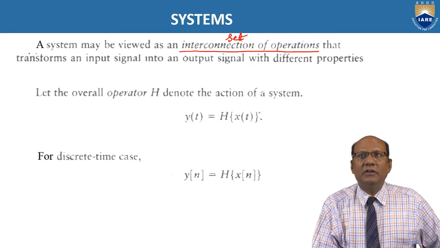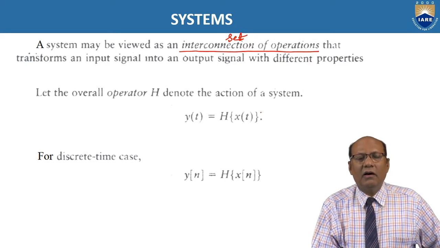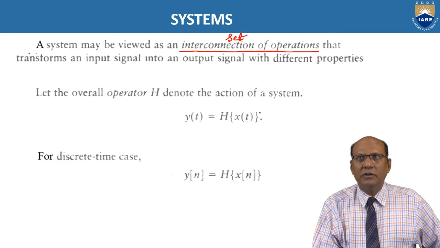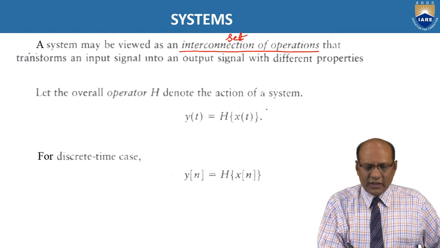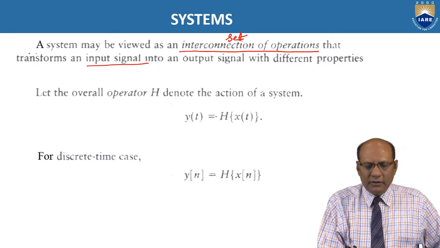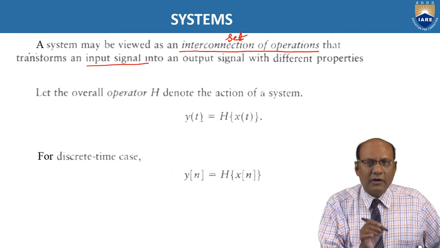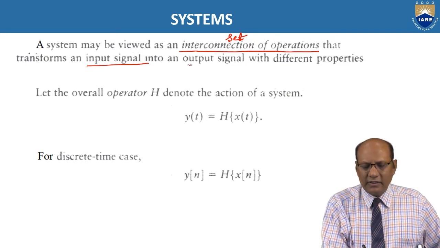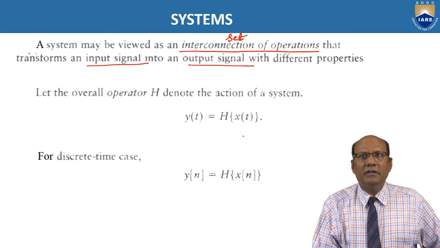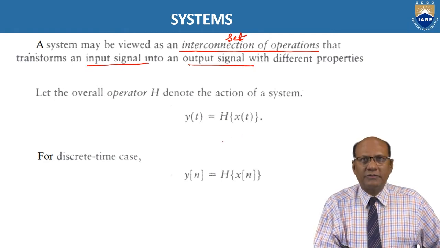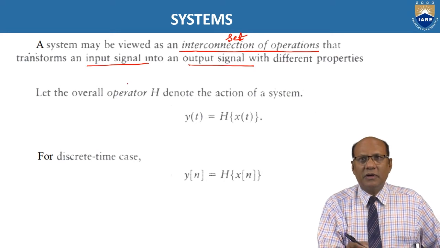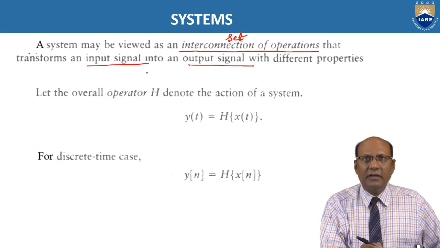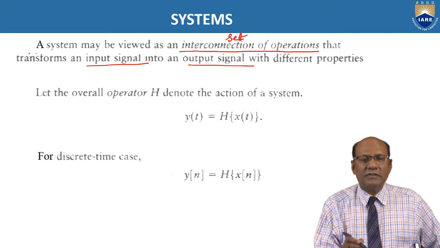So instead we can say a set of operations implemented either serially or in parallel or both to transform the characteristics of the input signal. The input signal has certain properties and I want to modify at least one property of this input signal. If I modify it, I will get a new signal, that is the output signal. It need not change all properties. If I can change at least one property by the set of operations, then I can view the set of operations as the system.